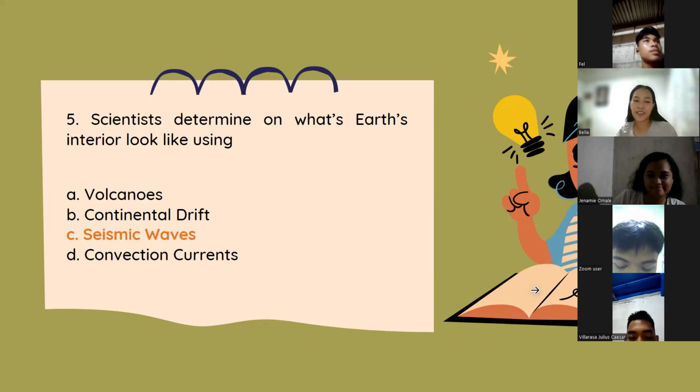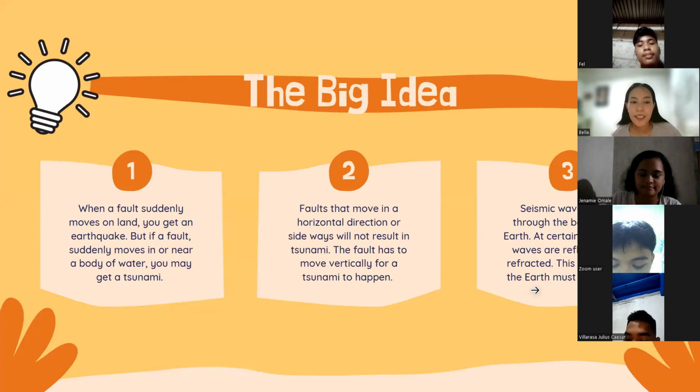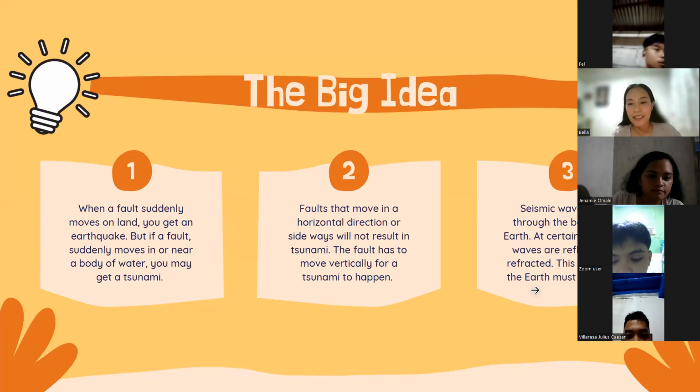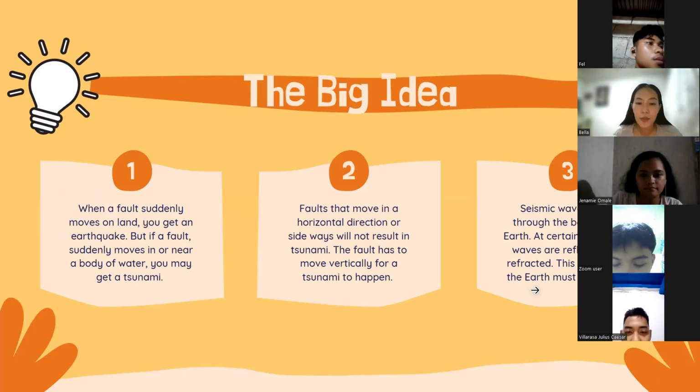Okay, letter C, correct, seismic waves. So, to sum it up, when a fault suddenly moves on land, you get an earthquake. But if a fault suddenly moves in or near a body of water, you may get a tsunami. So faults that move in a horizontal direction or sideways will not result in tsunami.